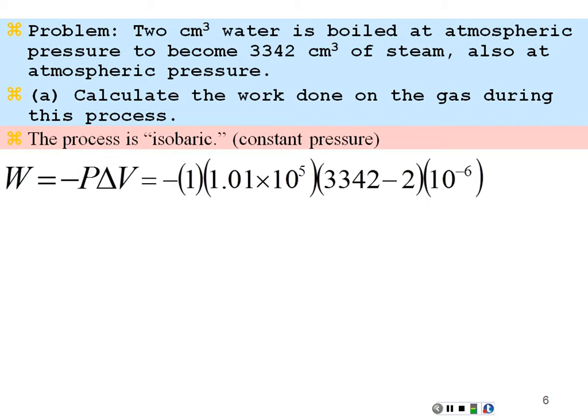All this is in cubic centimeters, which is going to be 10 to the minus 2 times 10 to the minus 2 times 10 to the minus 2, which is 10 to the minus 6 cubic meters. And this gives us, in the SI system, negative 338 joules.